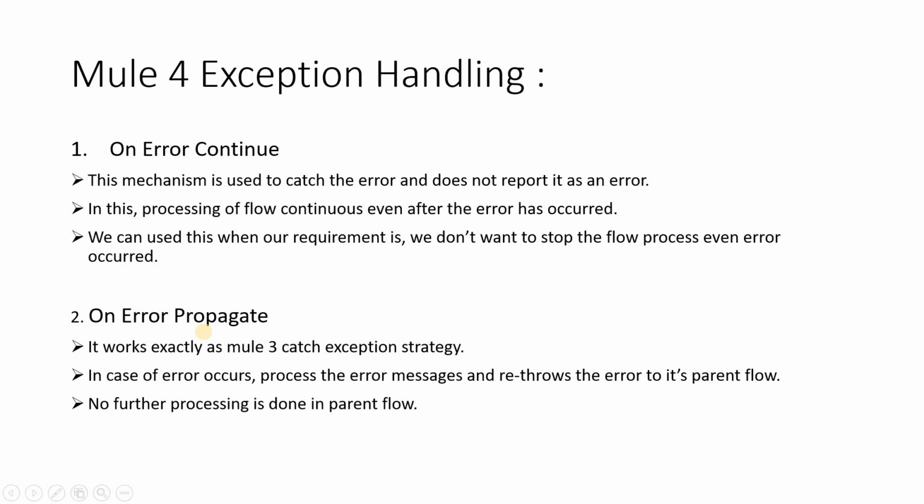The second one is on error propagate. This is the opposite of on error continue. It works exactly like the Mule 3 catch exception strategy. In case an error occurs, it processes the error message and rethrows the error to its parent flow. So in this case the process will not execute further after the error comes. No further processing is done in the parent flow.